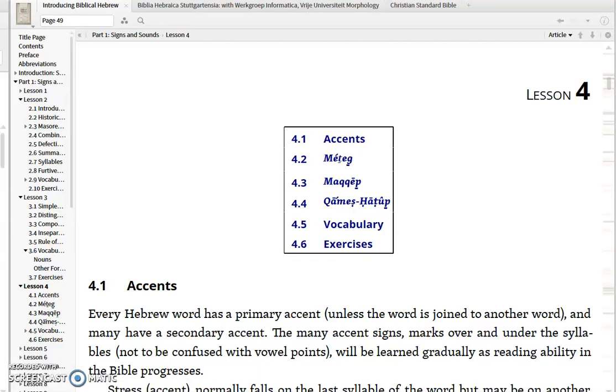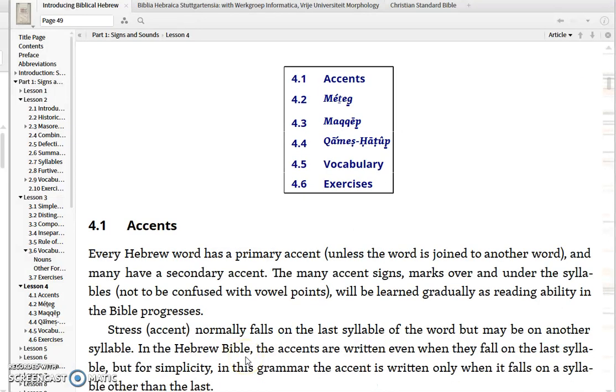We will now introduce Lesson 4, having to do with accents, the metheg, the makef, the kamatz hatuf, and the like. First of all, about accents. Every Hebrew word has a primary accent unless it's joined to another word, and many have secondary accents.